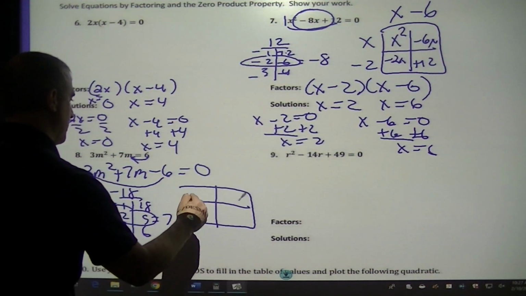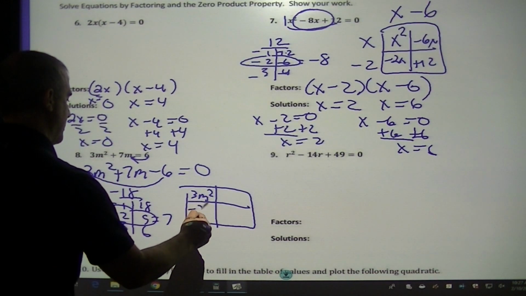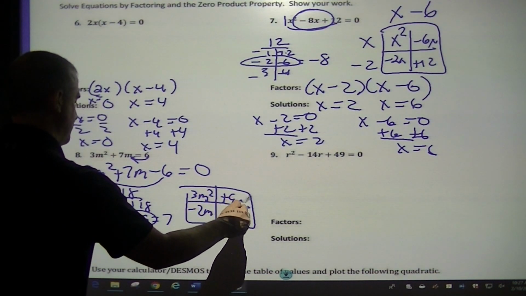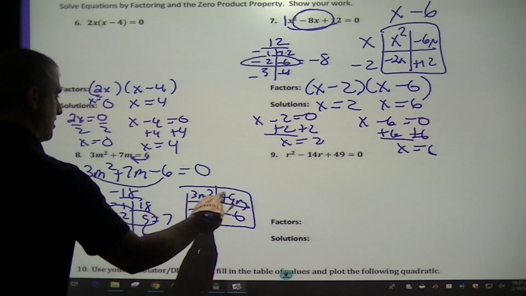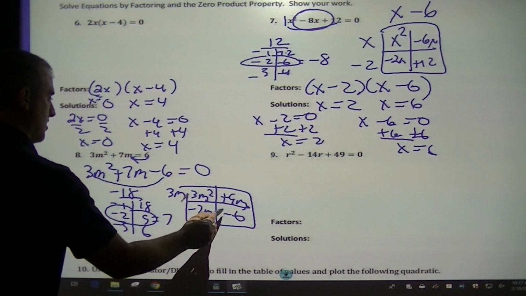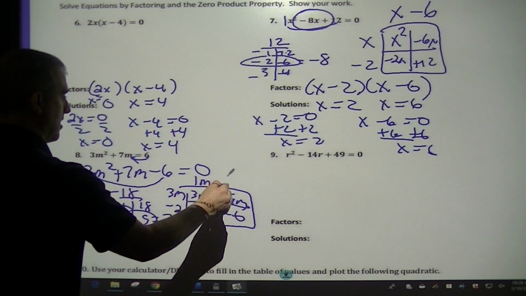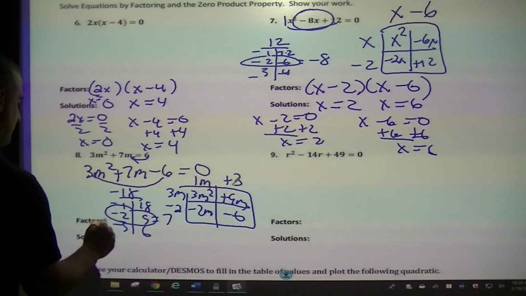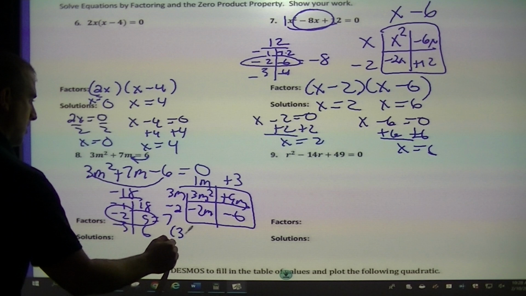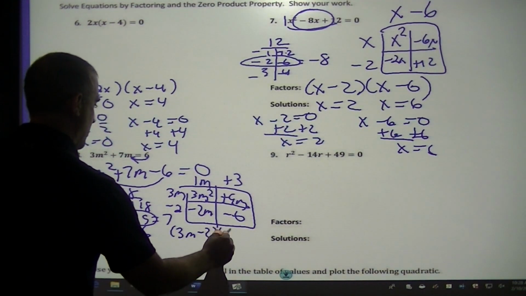Okay? So I got 3m squared minus 2m plus 9m minus 6. This row would have a 3 with an m. This row would have a 2 with a minus. This would be a 1 with an m. This would be just a 3. So my factors there are 3m minus 2 and 1m plus 3.